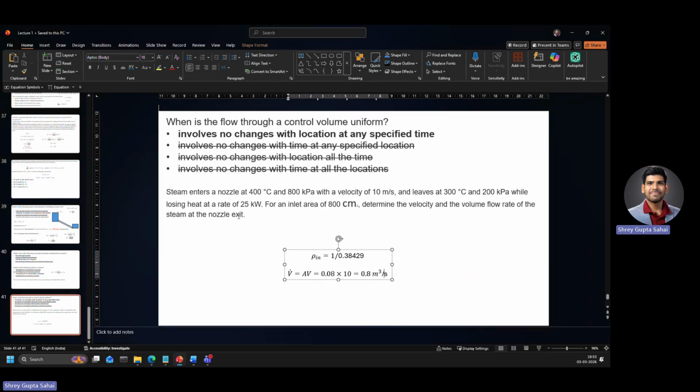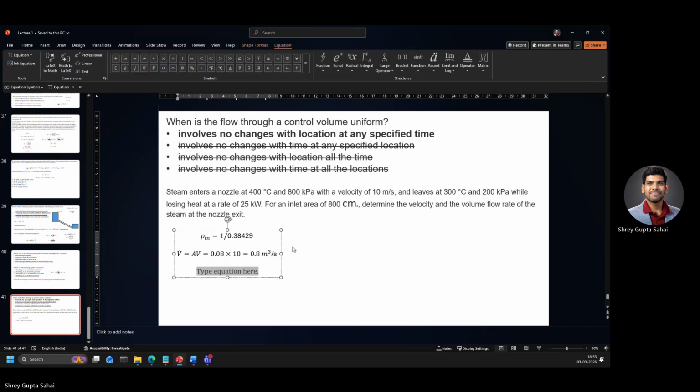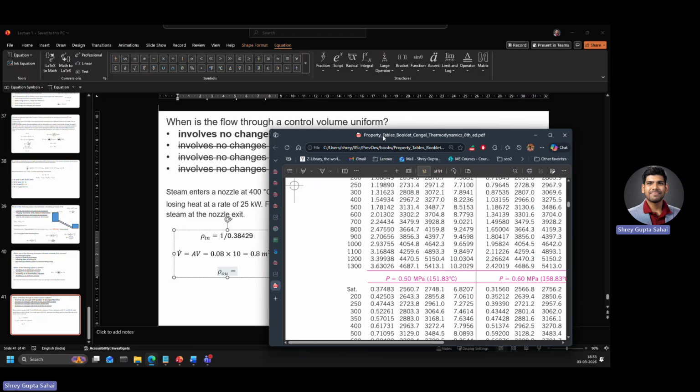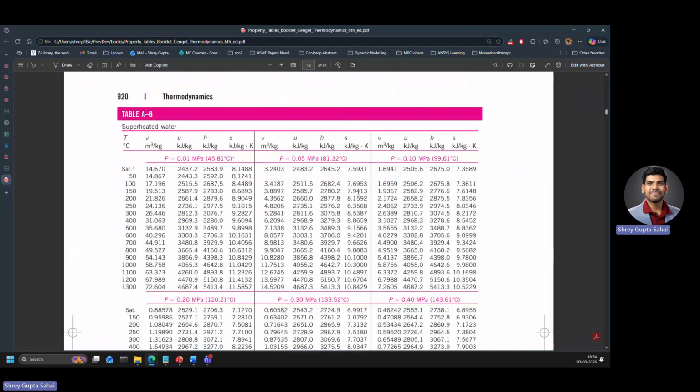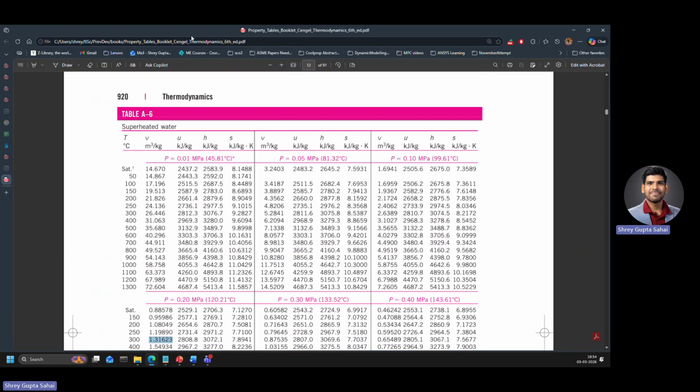But it is asking at the nozzle exit, and this is at the nozzle inlet. That is important, I didn't see that. So I need to calculate the velocity at the exit as well. I'm also given the properties at the outlet, so let me calculate at 200 kilopascals, 300 degrees Celsius. Let me pull up the same table. 200 kilopascals is 0.2 megapascals, and then 300 degrees Celsius is this. This is the specific volume.